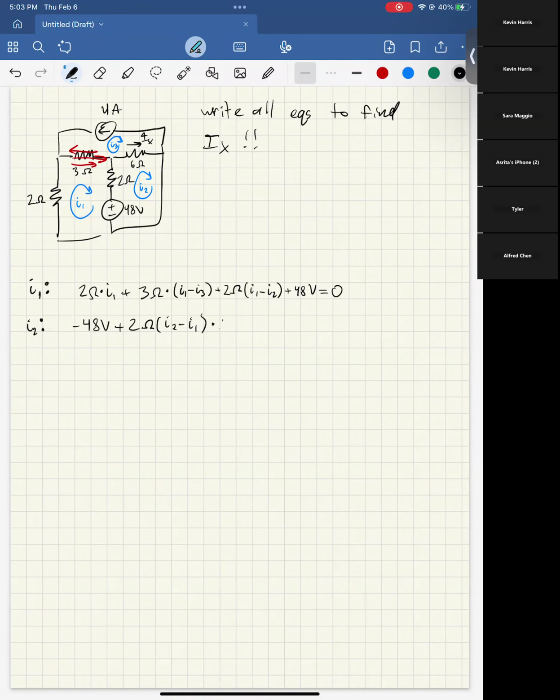Then we have the 6 ohm. Oh, that's not a... B plus 6 ohms times I2 minus I3. And then that all equals 0. And that's all we have for that equation.